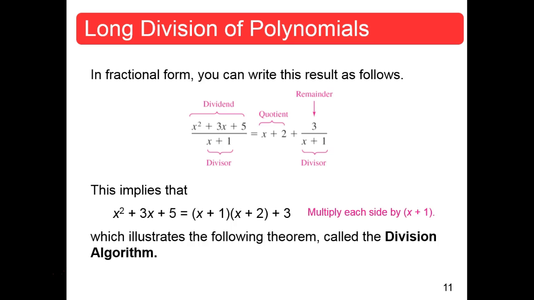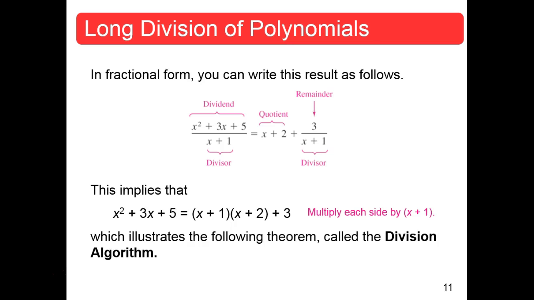You can do it this way. x squared plus 3x plus 5 divided by this is equal to your quotient plus the remainder over your divisor. Same thing as we did before. That's one way to write it. Okay? Here's the other way.